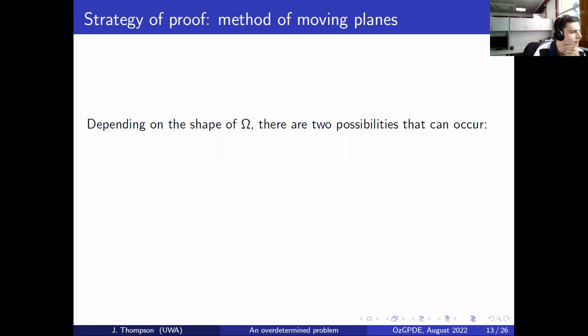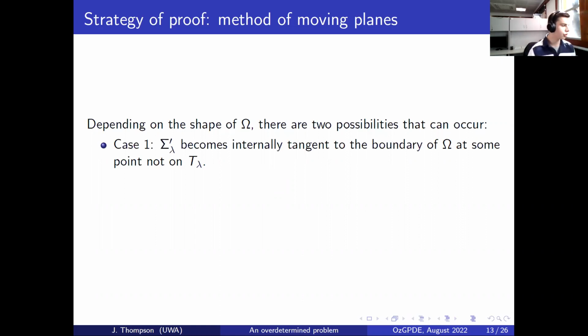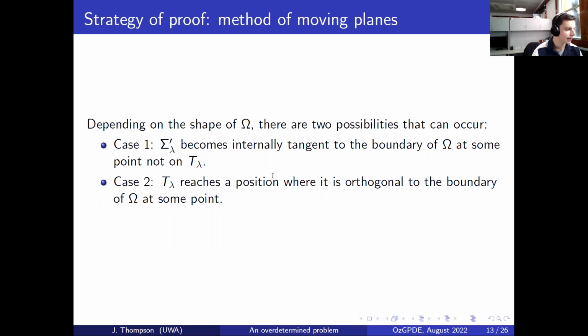Okay, so when we do this, depending on the shape of omega, there are two possibilities that can occur. Like geometrically, there are two things that can happen. So first of all, the reflected part of omega becomes internally tangent to the boundary of omega at some point that's not in the plane. And the second thing that can happen is that the plane reaches a position where it's orthogonal to the boundary of omega at some point.